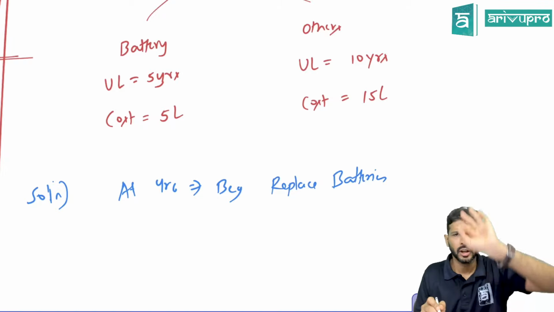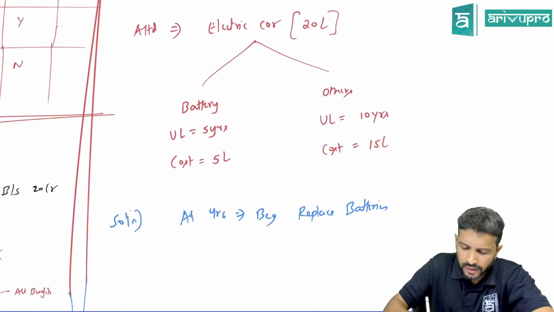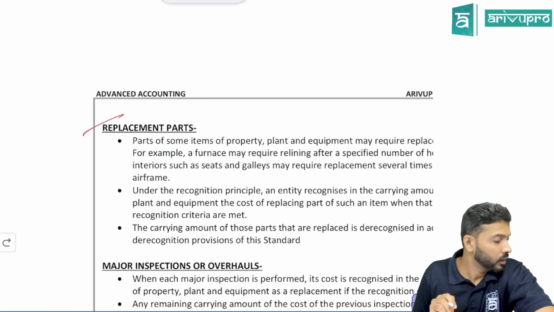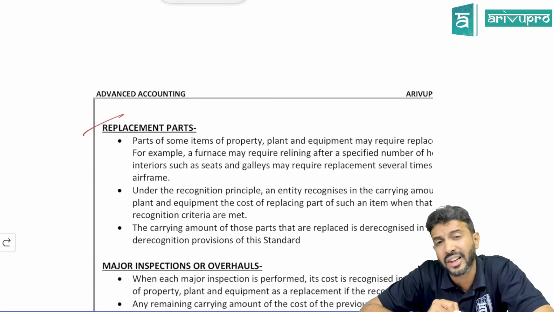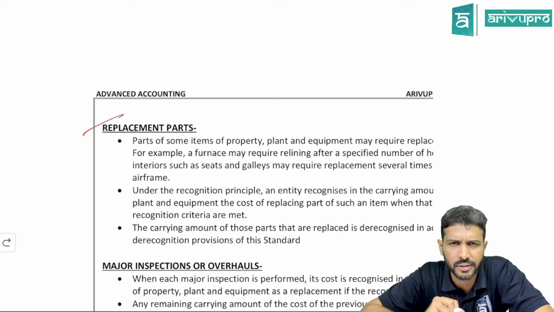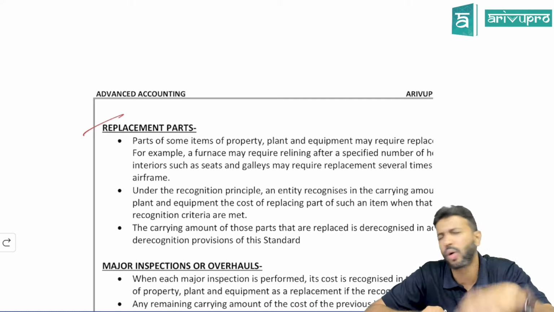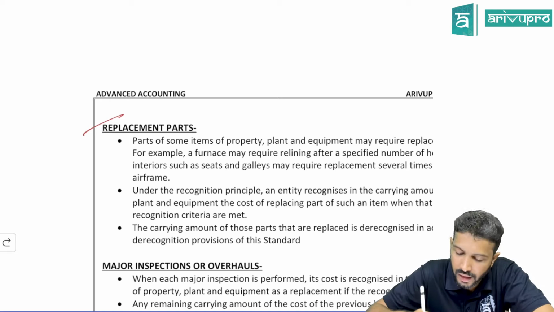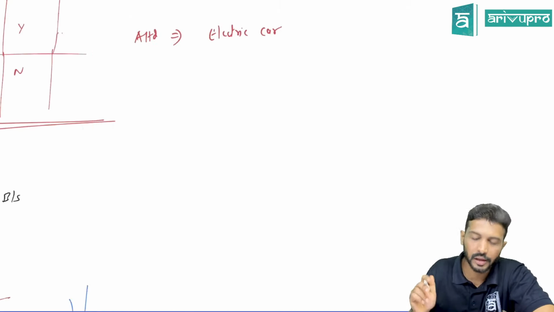Replace the batteries. Now, that is what we're talking about here in this concept as replacement parts. You're not replacing the whole asset. You're replacing some part of an asset. Some part of an asset has broken down or, for whatever reason, is not working, and you're replacing the old part with the new part. That is the concept we are learning.